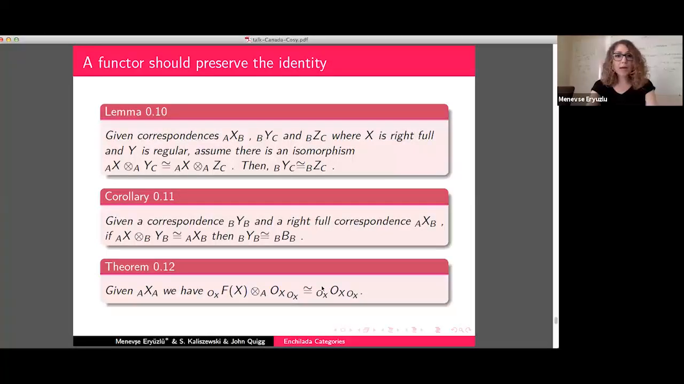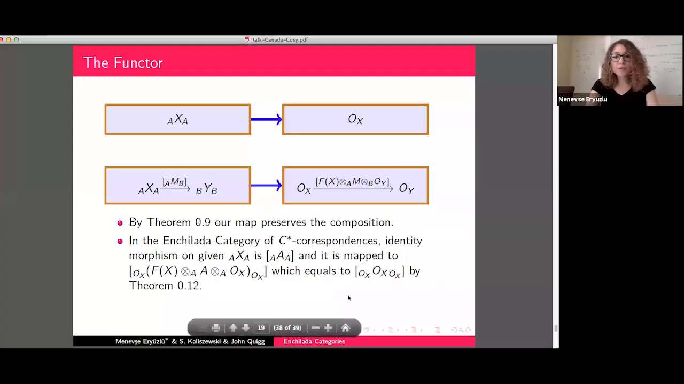And of course, we do need a bunch of properties for that. But again, even though Fx is not an OX-A correspondence, these two are isomorphic, it turns out. So since they're isomorphic, their isomorphism classes are equal. So we are done. We do have a functor.